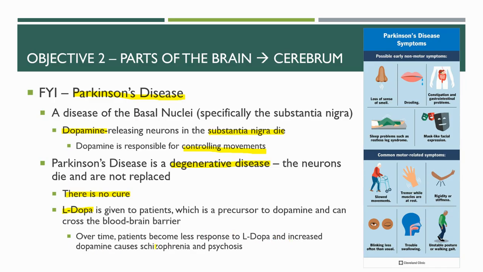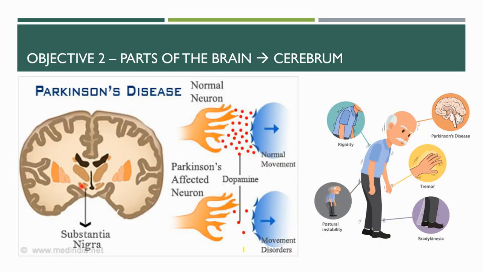And so what can happen sometimes is it can lead to some other mental issues. And so it's just, once again, a degenerative disorder. And so what happens is that release of dopamine is affected, which is going to affect the movement of the patient that has it.